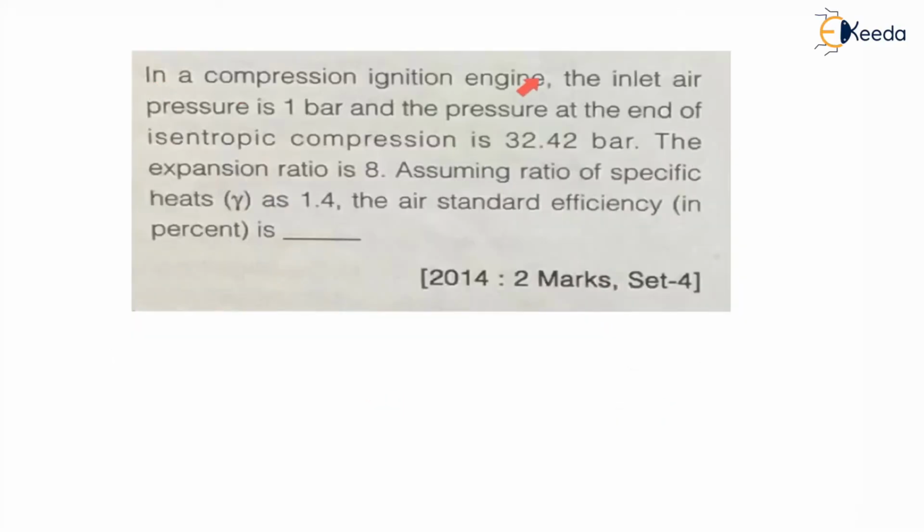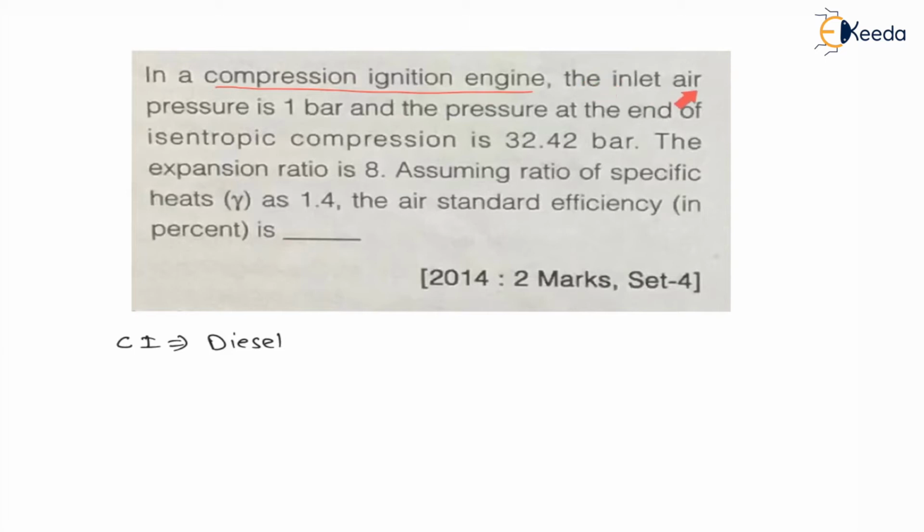Now while reading the question, after every statement I will write down the given data. Now here the question is, in a compression ignition engine, that means they are mentioning compression ignition engine, and compression ignition engine is nothing but CI engine, which is called diesel cycle. It is a diesel cycle.